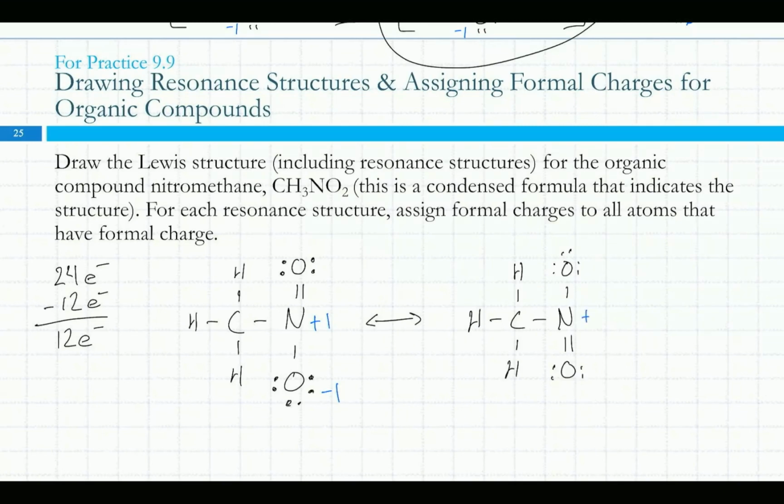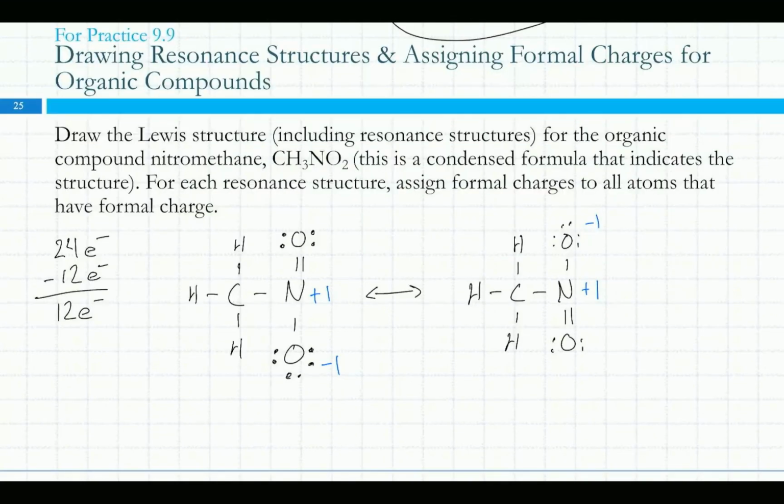And then nitrogen's still +1. Oxygen on top, -1. Okay. So if we had more resonance structures, then we'd draw more resonance structures, but there's only 2. Good.